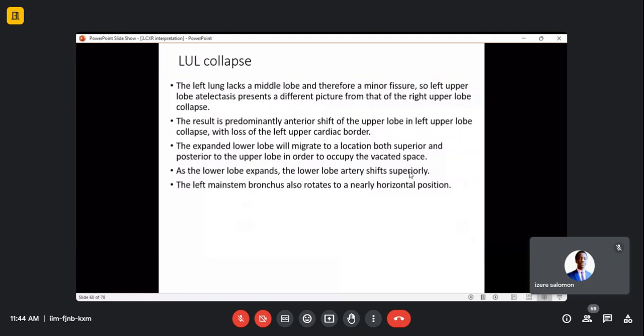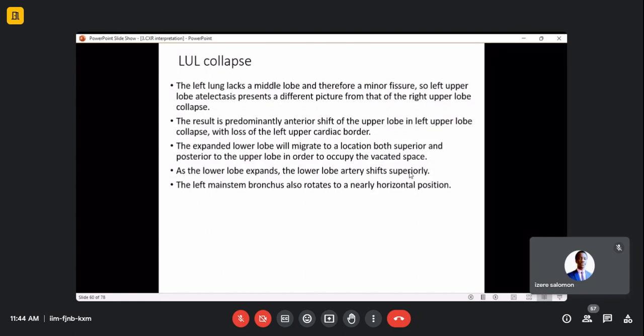Upper lobe collapse now. Left upper lobe. The left lung lacks a middle lobe, and therefore a minor fissure is not there. So left upper lobe atelectasis presents a different picture from that of the right upper lobe collapse. The result is predominantly anterior shift of the upper lobe in the left upper lobe collapse with loss of the left upper cardiac border.